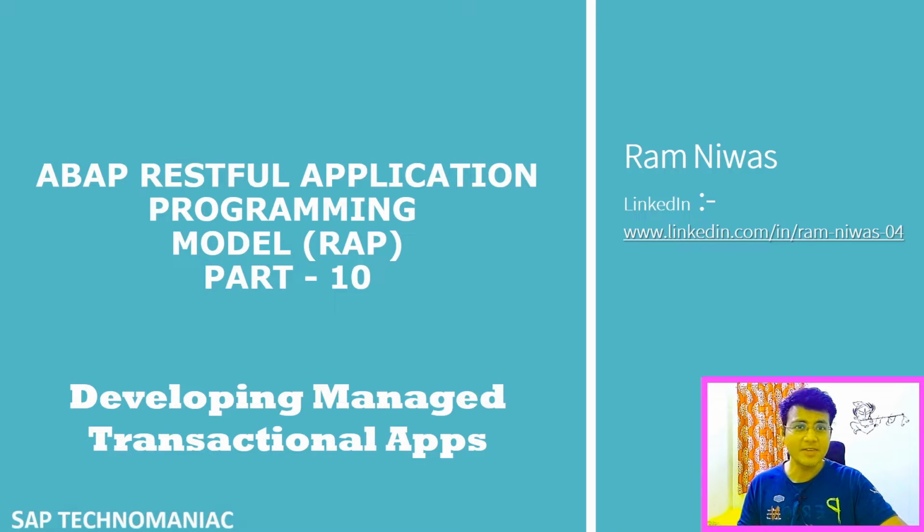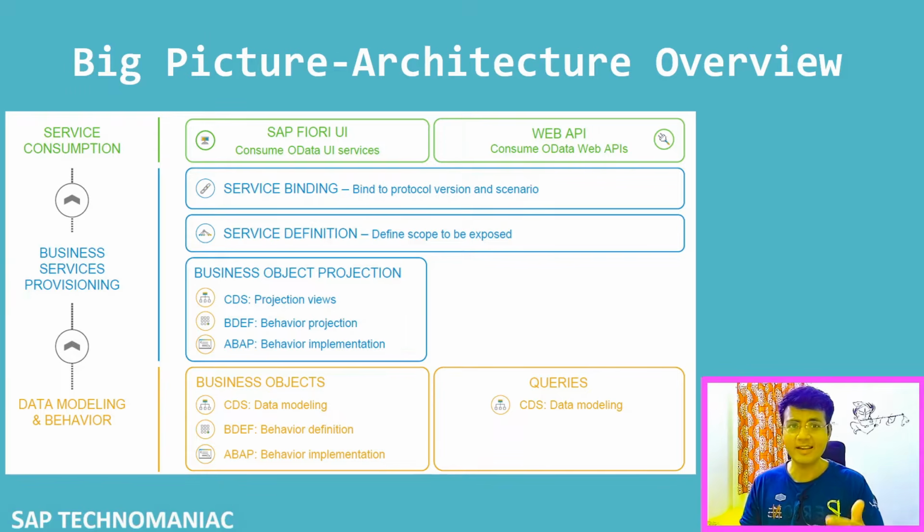In my last 3 videos, we have created the read-only application. In this video and onwards, we will create the transactional application. There are again two types of transactional applications. One is the managed, another is the unmanaged. Before going to that, let's revise our architecture.